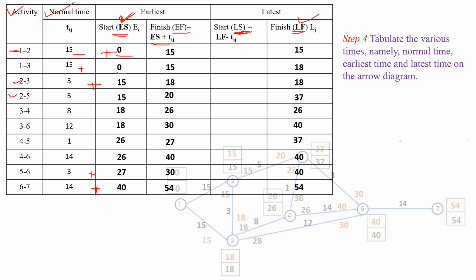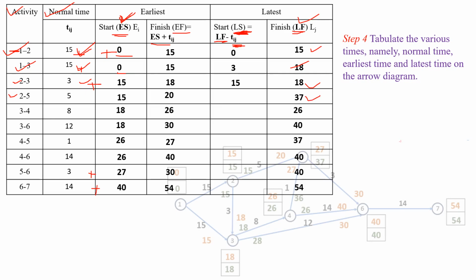So latest start time will become the latest finish time LF minus normal time, that is TIJ. For activity 1 to 2, latest finish time is 15 and the normal time is also 15, that is 15 minus 15, it is 0. Next for activity 1 to 3, latest finish time is 18 and normal time TIJ is 15, that is 18 minus 15, it is 3. For activity 2 to 3, 18 minus 3, it is 15.